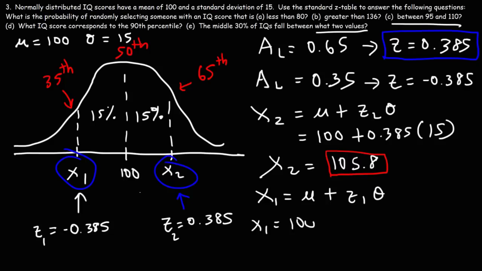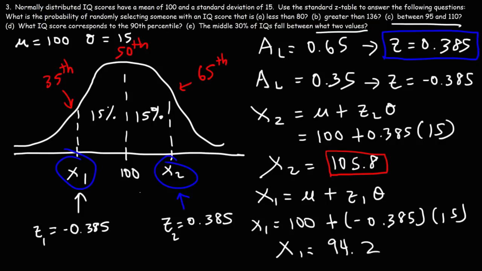Now, for x1, we're going to use the same formula, but using z1 instead of z2. So it's 100 plus negative 0.385 times 15. So x1 is going to be 94.225, but I'm going to round that to 94.2. So these are the two x values that correspond to the middle 30% of all the IQs based on the standard normal distribution. So that's it for number 3.